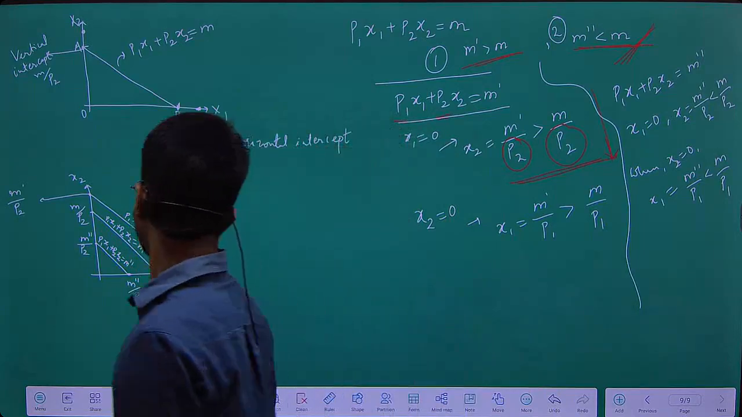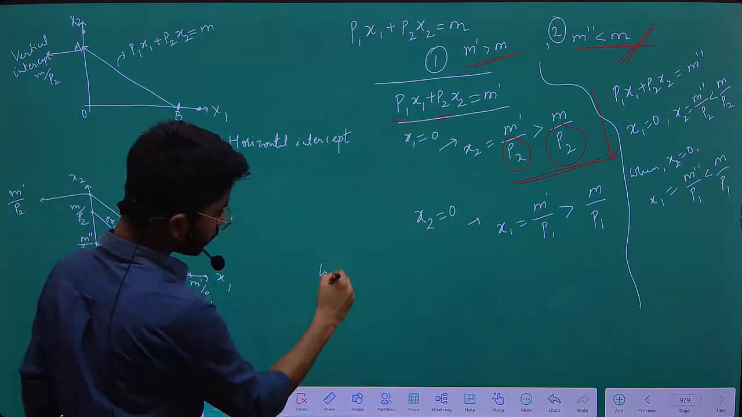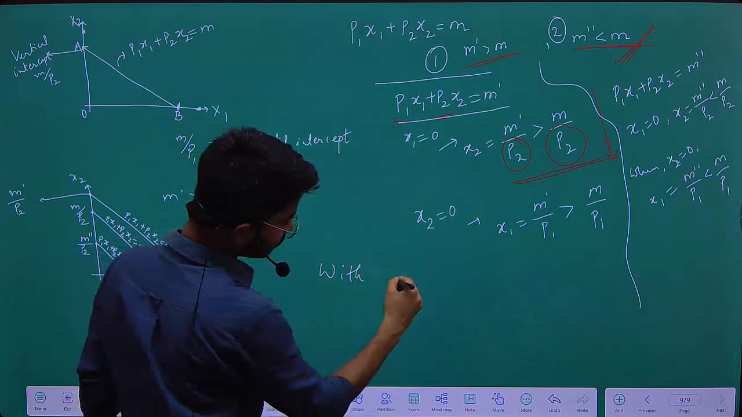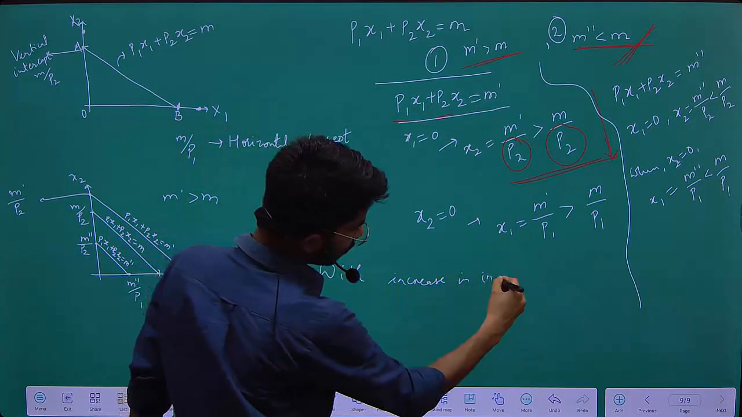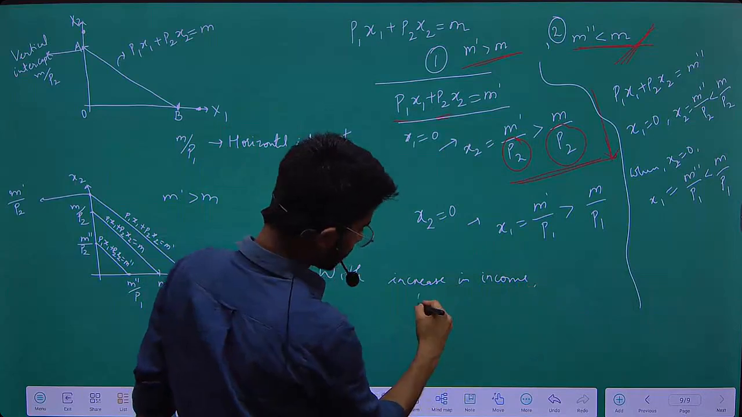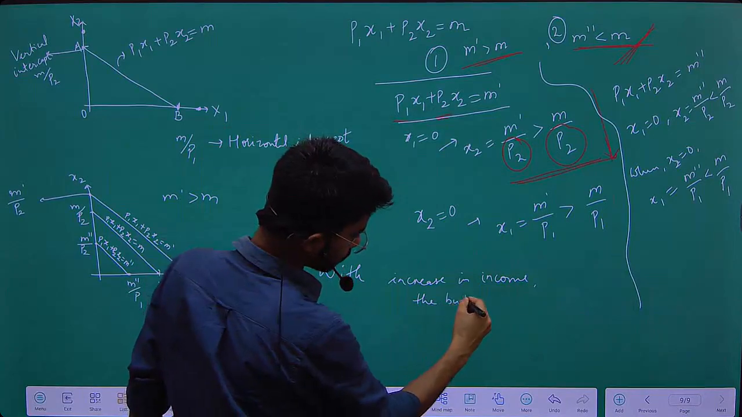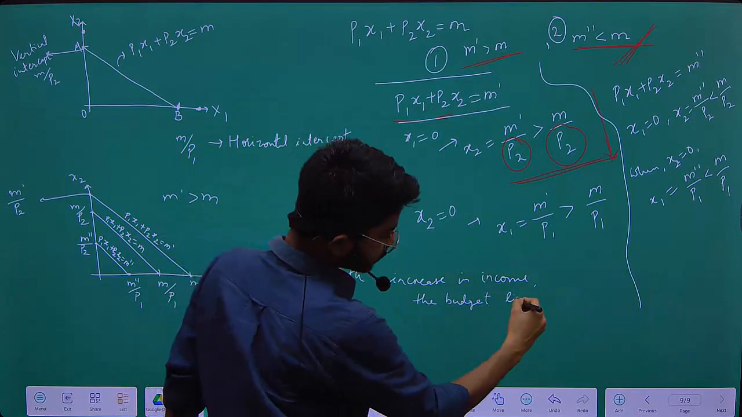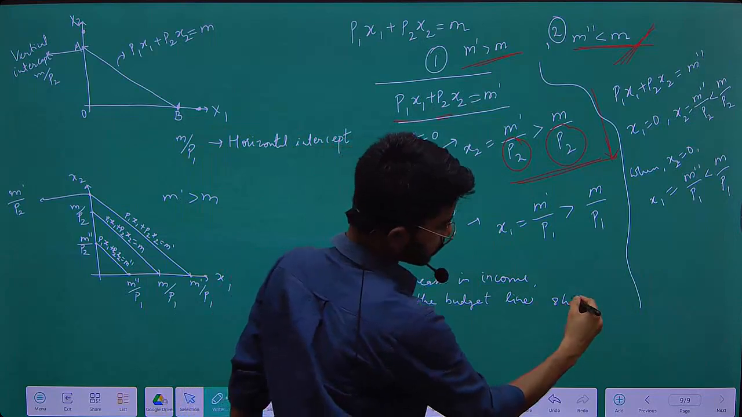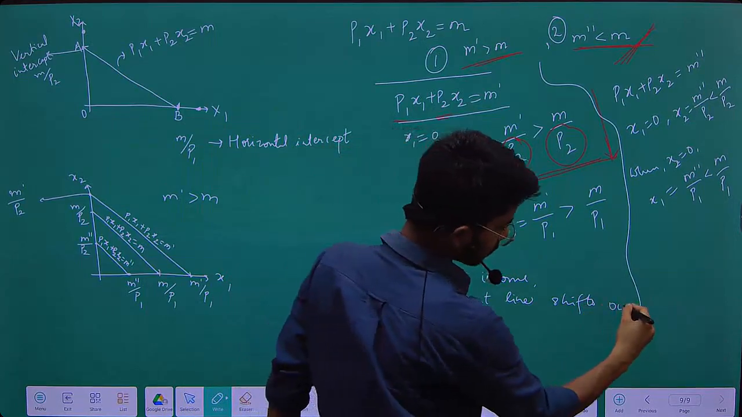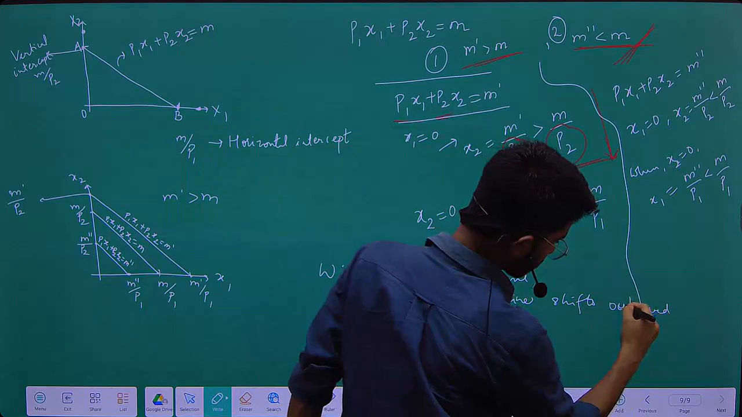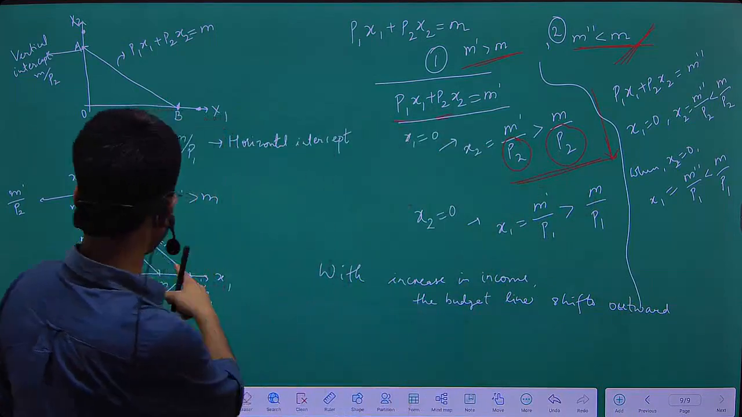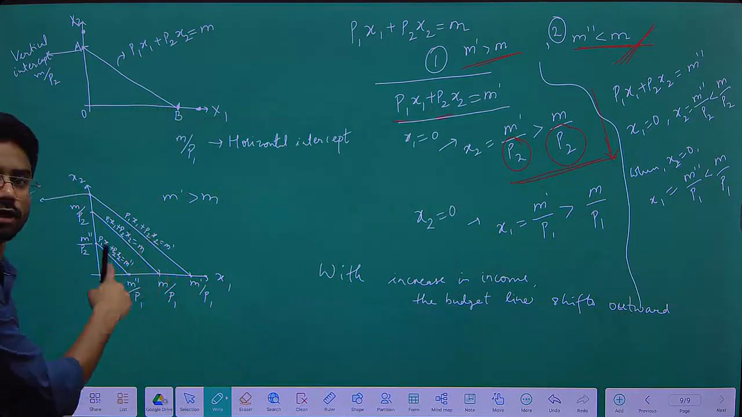Okay, so always remember, with increase in income, what is the change? The budget line shifts outward, and you could see that the slope remains the same in all the 3 cases.